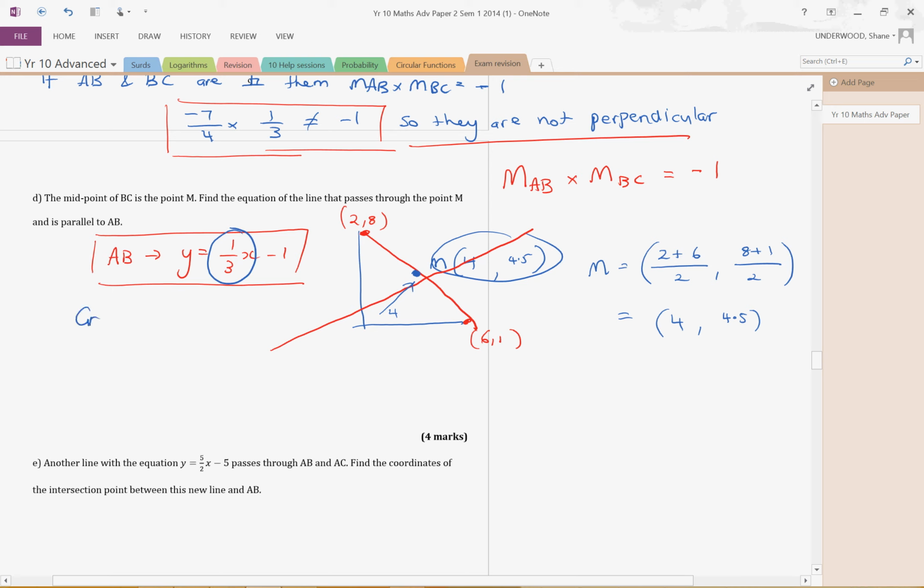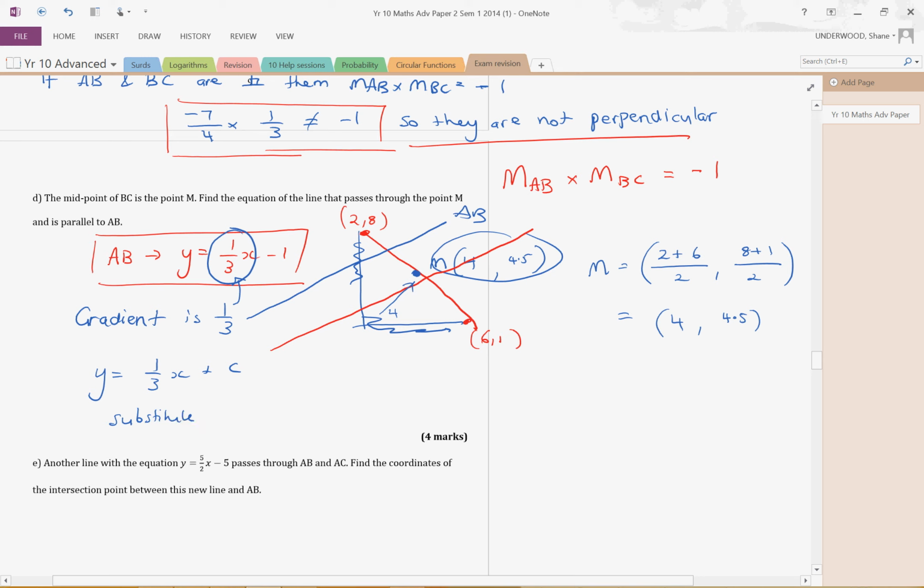AB could be here. Okay, this could be the line AB. It's parallel. So the gradient of this line is 1/3 because it's parallel to this line here. Same gradient. So what we've got is our equation is y equals 1/3 x plus c. And we now need to substitute.